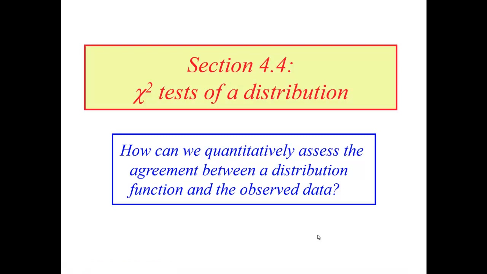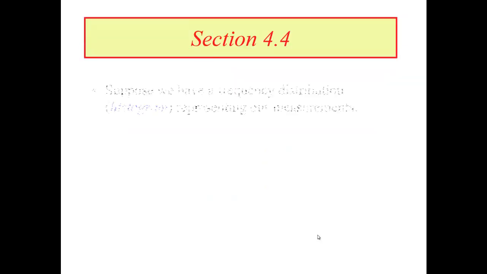In this last section from Bevington and Robinson's book in Chapter 4, we're going to introduce a new quantity that's referred to as the chi-squared value. And this subject has to do with the chi-squared test of a distribution. We're trying to answer the question, how do we quantitatively assess the agreement between a distribution function that we assume the data comes from and the actual observed data?